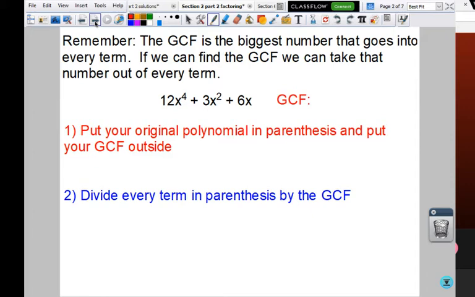Okay, so yesterday we found our greatest common factor. Today we're actually going to be using that. I probably should have taken yesterday's lessons and today's and just combined them, but I didn't. So I guess it's 2 easy days for you guys. So the GCF is the biggest number that goes into every term. If we find the GCF, we can take that out of every term, and we're going to factor it out. Remember how we distributed? I said factoring is the opposite of that. So we are actually doing that opposite part today.